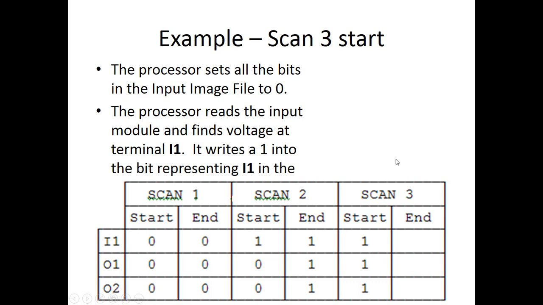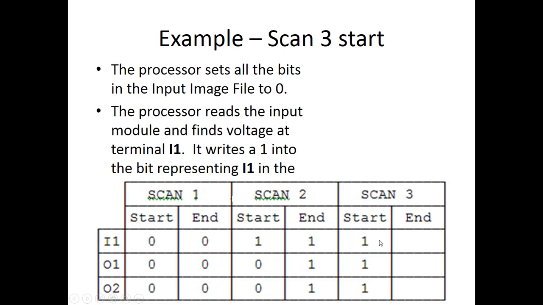Now at the start of the third scan, what it does is it basically zeroes everything out, and then it checks the status of everything. So when it checks, it's going to find that the button is still pushed. Okay, we haven't changed at the beginning of this scan. We haven't changed the output, so they still have 1s written into them. So these 1s are going to remain in here because we haven't done anything.